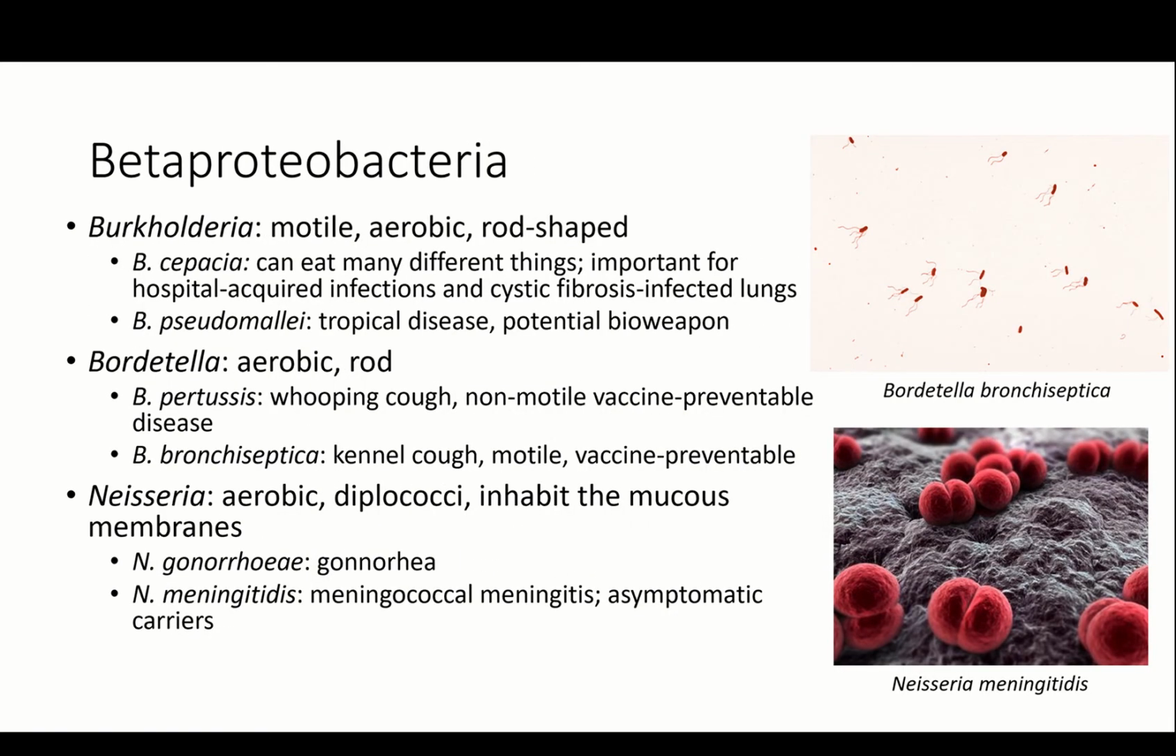The next group is called the beta proteobacteria. And so the first organism here is Burkholderia. This is a motile aerobic rod-shaped organism. The first organism we're going to talk about is Burkholderia cepacia. This is an interesting organism because it can eat a lot of different things, and it's an important cause of hospital-acquired infections, and it is sort of the kiss of death for people who are affected by cystic fibrosis.